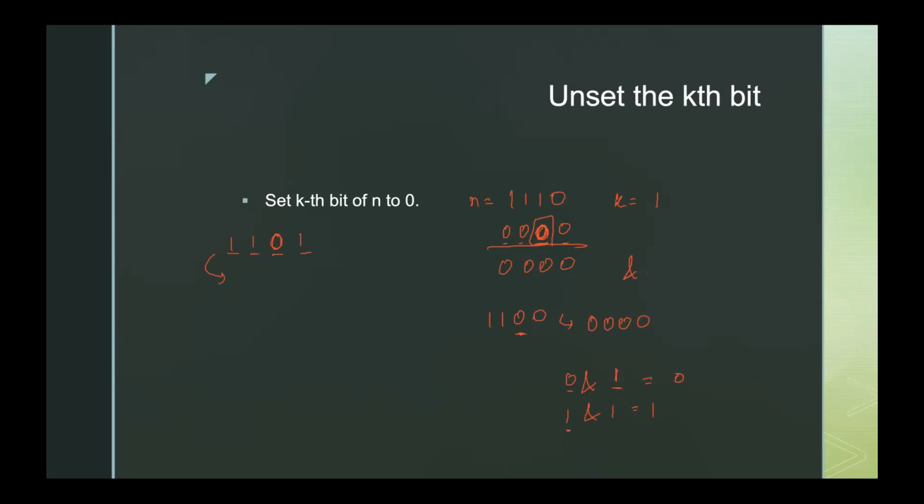Okay, in XOR with 0 and k. So essentially we are trying to do XOR of any number with 0, and it will give us the same number itself.